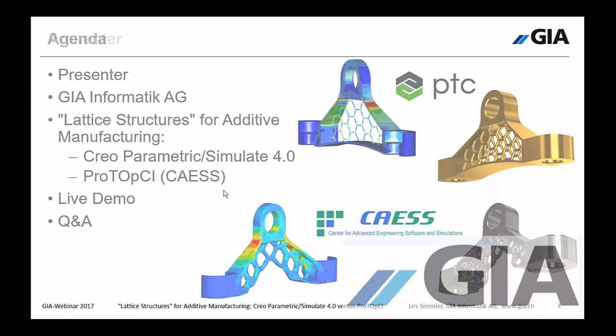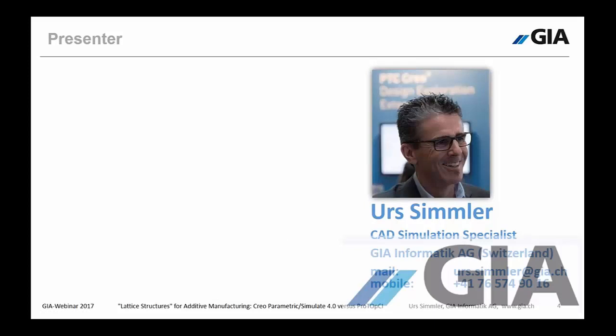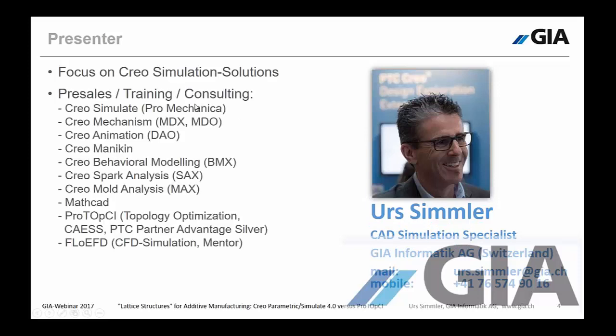Okay, let's start with me. This is me, a nice picture from the old days. My name is Urs Simler. Urs means I'm a Swiss guy. Urs is an old Roman name. It means the bear, not the beer, the bear. And Simler means I'm focused on the simulation tools within Creo.